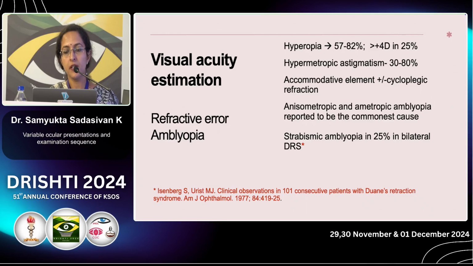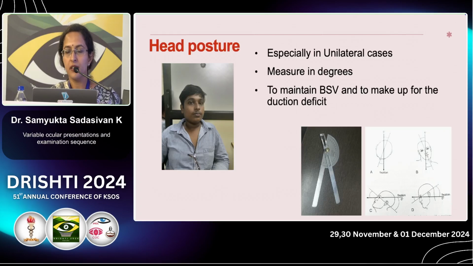Amblyopia, the major causes are anisometropic amblyopia and ametropic amblyopia. Strabismic amblyopia is seen in 25% of bilateral DRS. So you're starting your motor examination aspect, measure your head posture in degrees, document it well. It is important preoperatively to assess your results postoperatively. So we know this is to maintain binocular single vision and to make up for the duction deficit. Fatima madam has demonstrated her own innovative, cost-effective mechanism to measure the head postures.